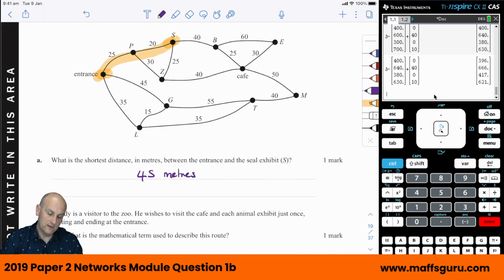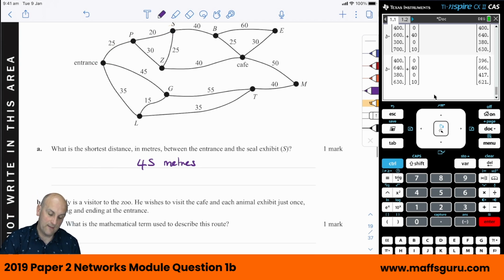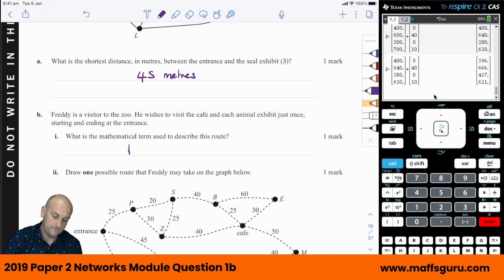Job done. Freddie is a visitor to the zoo. He wishes to visit the cafe and each animal exhibit just once, starting and ending at the entrance. What is the mathematical term used to describe this? So if you are going to visit each and only once, that is a Hamiltonian. All right, so it's Hamiltonian.